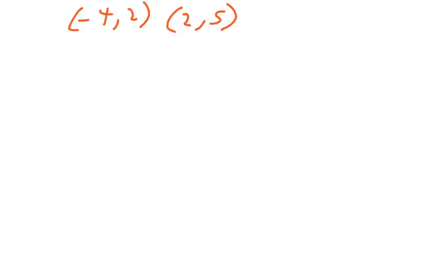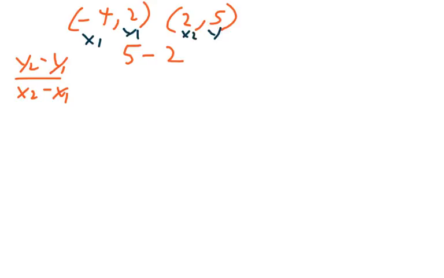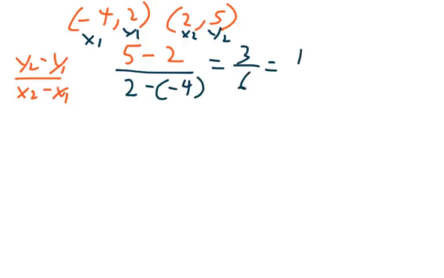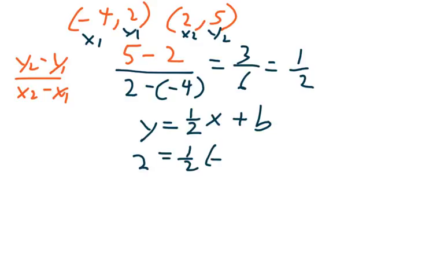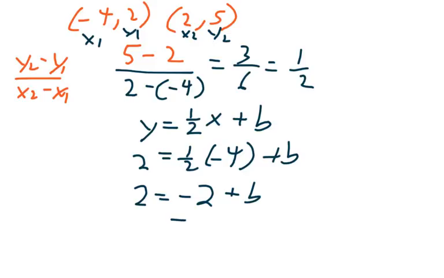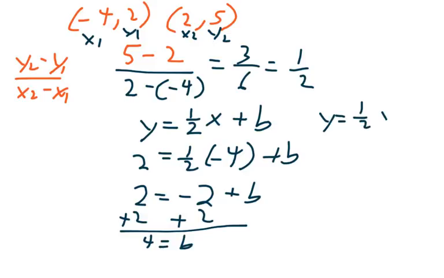The final problem is we got 2 points, so I'm going to make the slope 5 minus 2, because the slope is y2 minus y1 over x2 minus x1. And here's x1 and y1. Here's x2 and y2. So 5 minus 2 over 2 minus negative 4 is 3 over 6, which is 1 over 2. So in my y equals mx plus b slope-intercept form, I got y equals 1/2 x plus b. Plug in either point. I'm going to plug in the first one. And we have 2 equals negative 2 plus b. Add the 2 to the other side. And we have 4 equals b. So my equation is y equals 1/2 x plus 4.